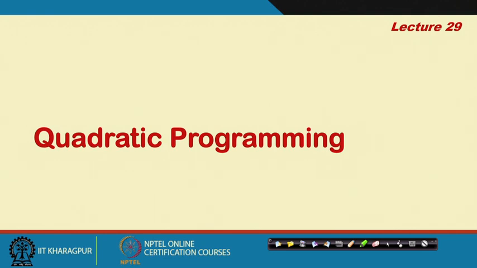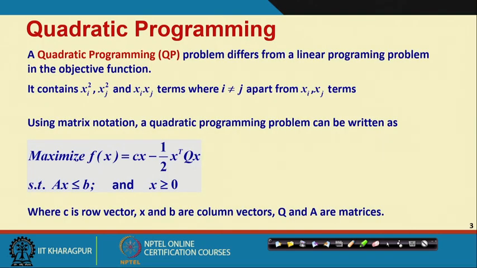So, quadratic programming, essentially what is this? A kind of problem which looks very much like a linear programming problem, but with a difference. What is the difference? The difference is the objective function is quadratic in nature. Quadratic in nature means that it contains x1 square, xi square, xj square and xi xj terms where i is not equal to j, right.